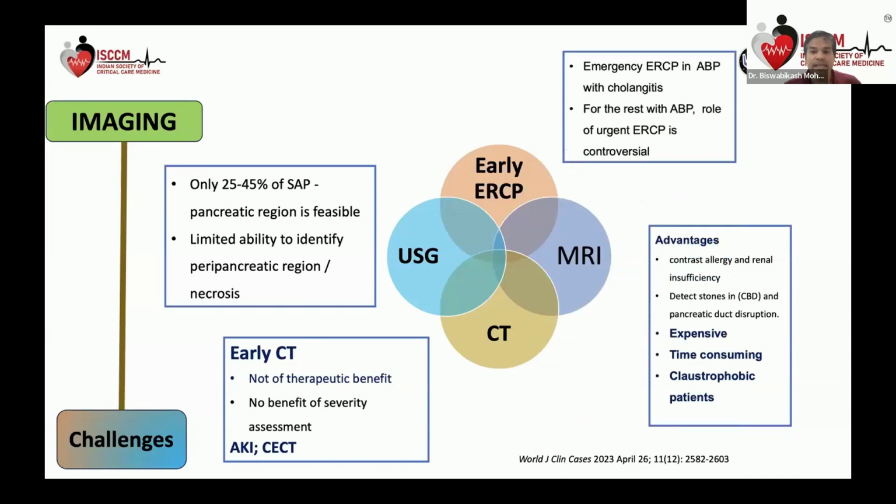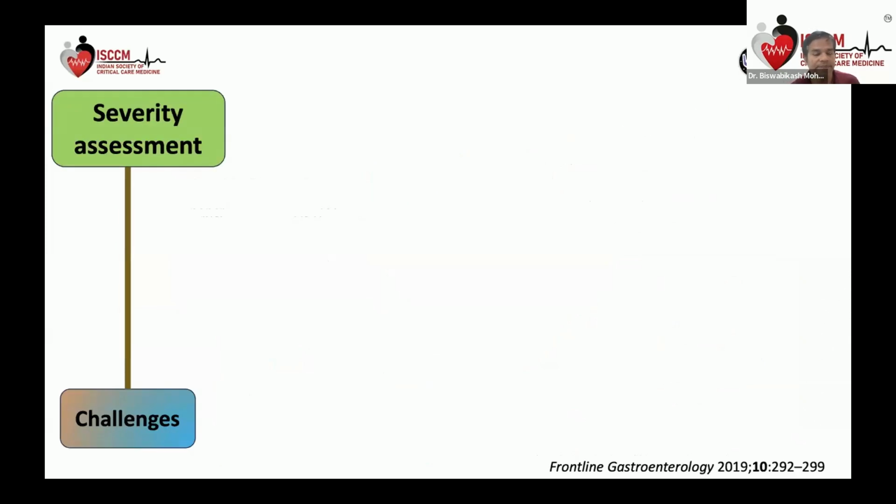Now, in which cases do we go for an early ERCP? As you know, we usually go for emergency ERCP when we suspect acute biliary pancreatitis with features of cholangitis. But for the rest of the patients with biliary pancreatitis, the role of urgent ERCP is controversial. That's why we keep early ERCP especially for biliary pancreatitis with cholangitis.